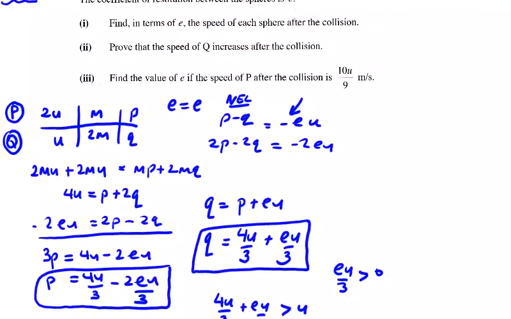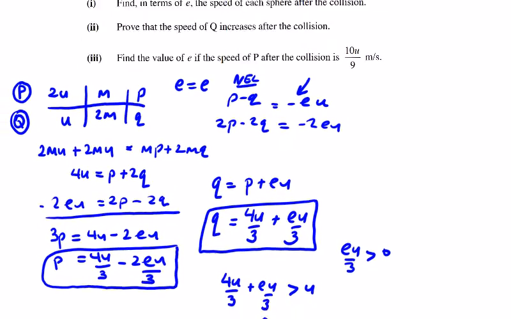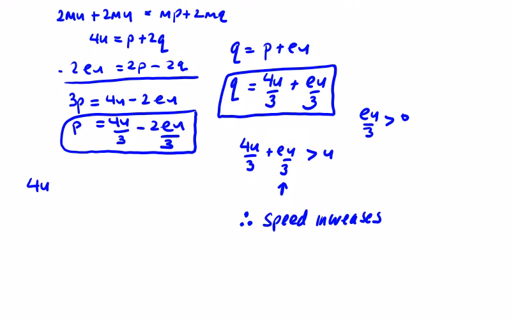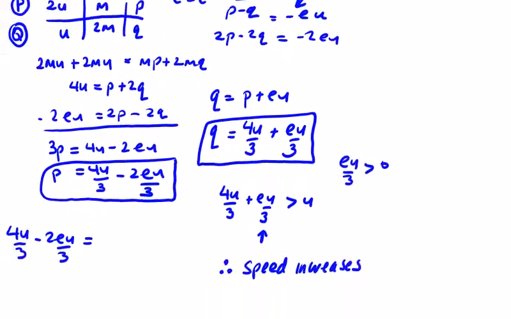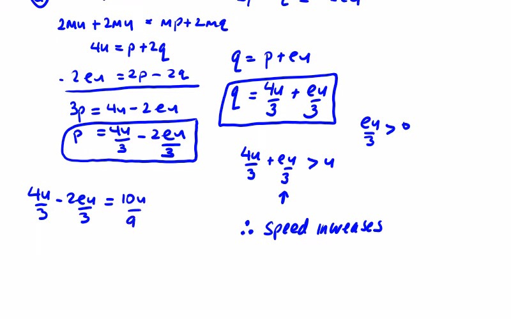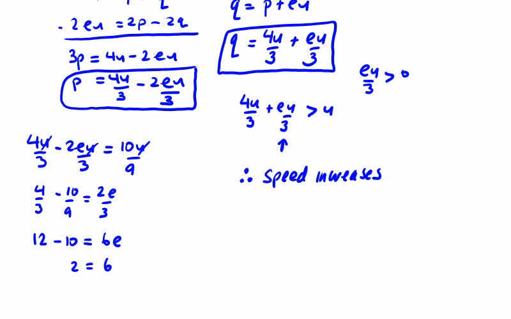Find the value of e if the speed of P after collision is 10u over 9. So 4u over 3 minus 2eu over 3 is equal to 10u over 9. Dividing by u, we're going to get 4 over 3 minus 10 over 9 is equal to 2e over 3. Multiplying by 9, we're going to get 12 minus 10 is equal to 6e. So 2 is equal to 6e. So e will have to be a third, 2 over 6.